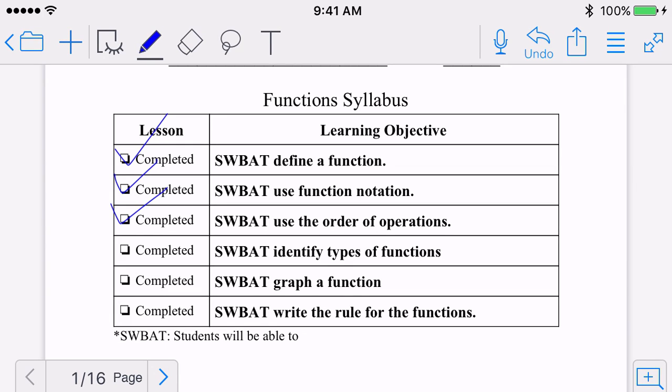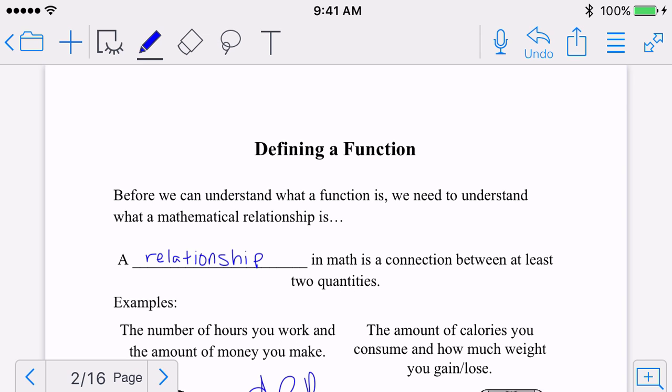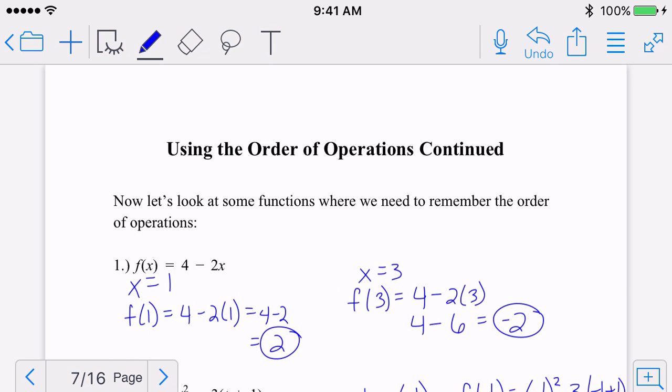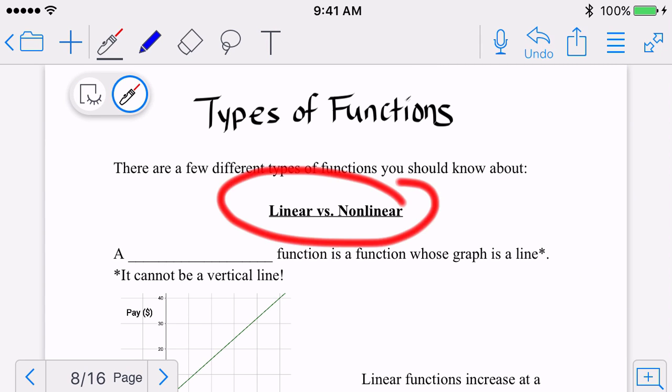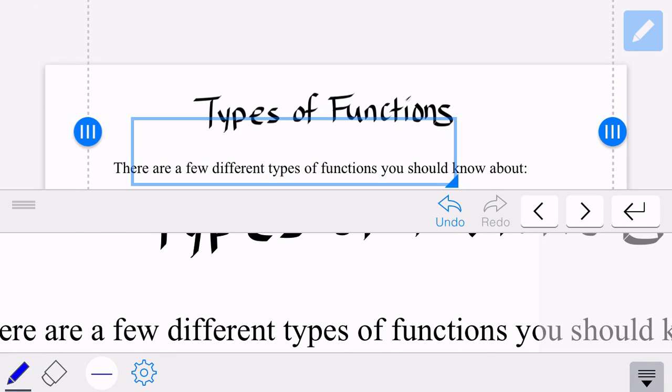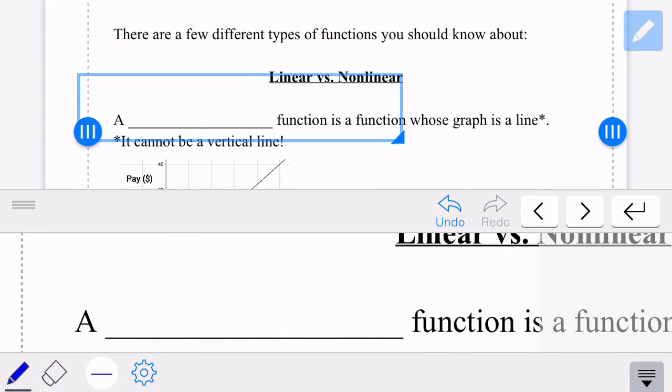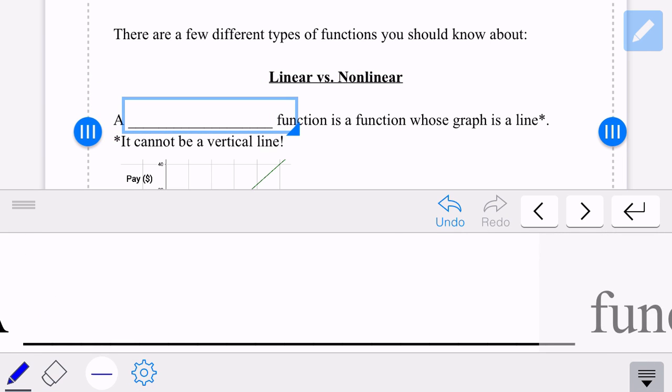We are doing the fourth lesson on functions, so we're going to be identifying different types of functions today. Moving to page 8, it should say types of functions at the top. There are a few different types we want you to know about. One is this linear versus nonlinear deal. This one's pretty easy. Linear just means it's in the shape of a line, okay?